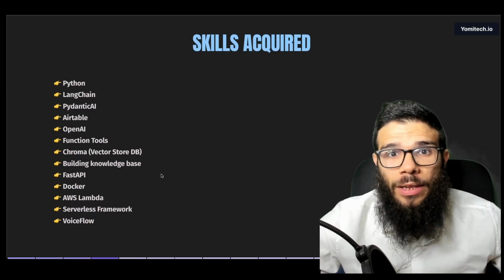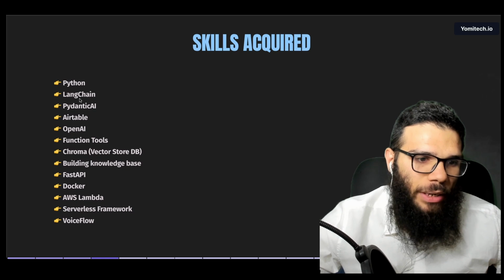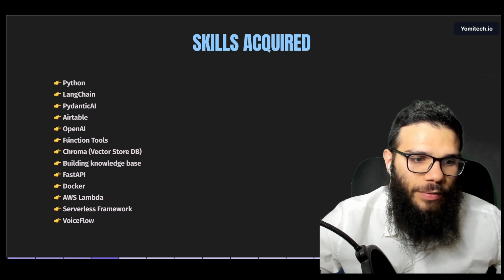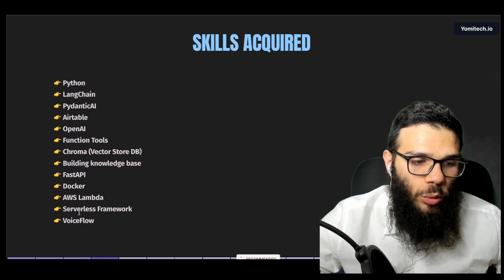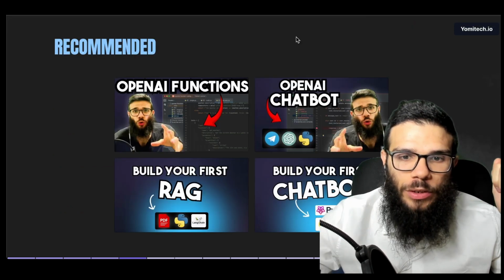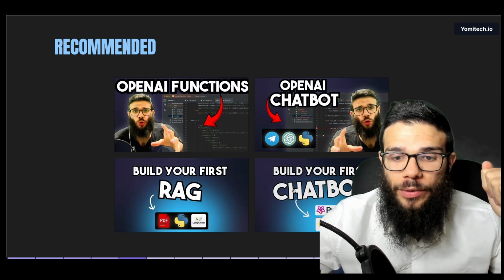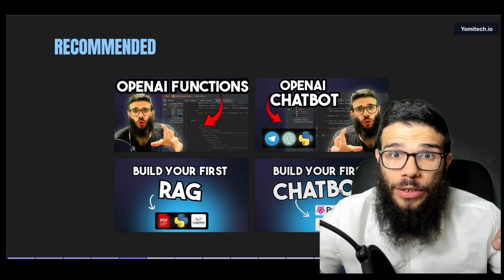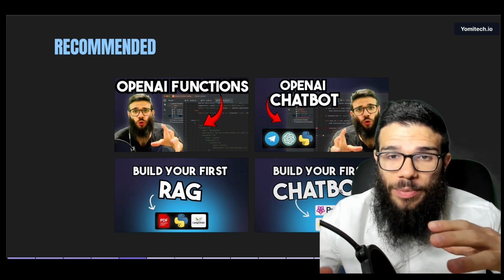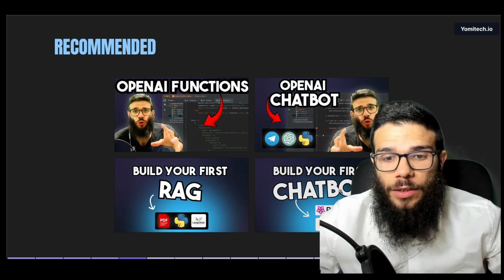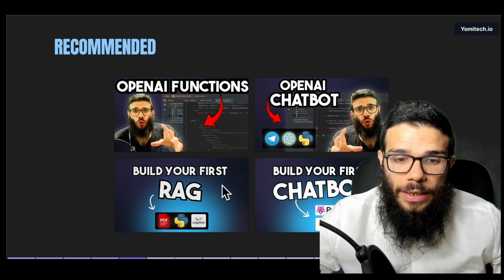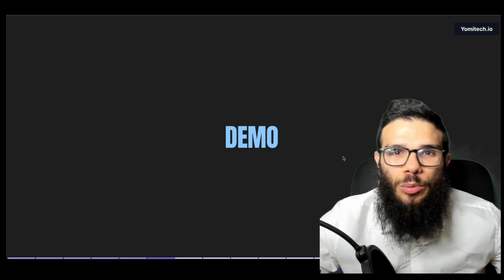The skills that you are gonna learn in this video are Python, LangChain, Pydantic AI, Airtable, OpenAI, function tools, ChromaDB for the vector store, how to build a knowledge base, FastAPI, Docker, AWS Lambda, serverless framework, and how to use VoiceFlow. I recommend you watch these 4 videos before diving into this one, because we built the RAG, we turned it into a chatbot, and now in this video we deploy this on our website and actually let people use it. So these 2 videos will give you context on what we are building today. Now let's start with a quick demo.